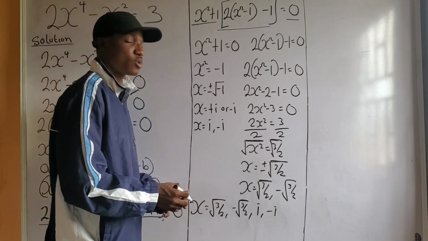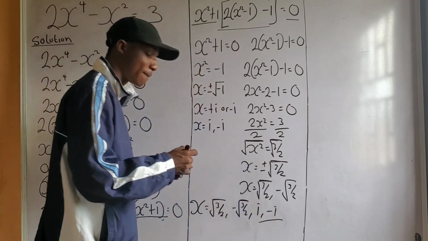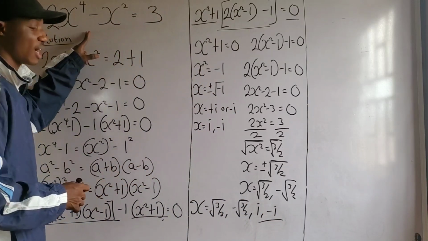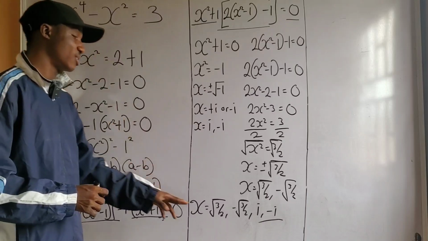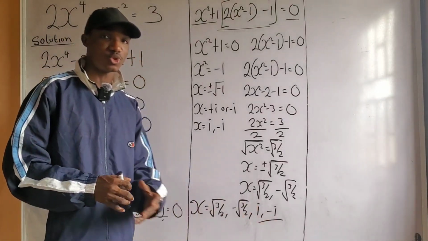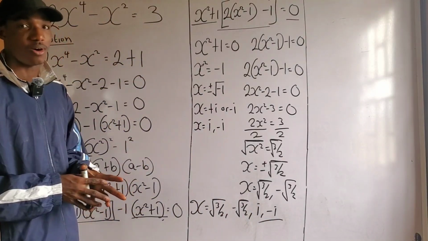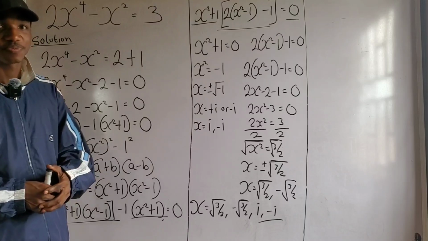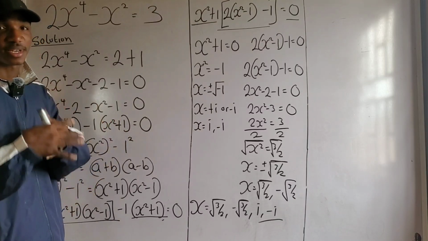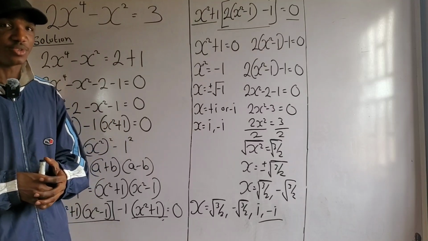Do you understand? Where i and negative i are complex solutions of this. Are you getting it? So these are the real solutions, while these are the complex solutions. Do you understand the solution to this question? If you didn't understand, kindly listen to the explanation again, okay?